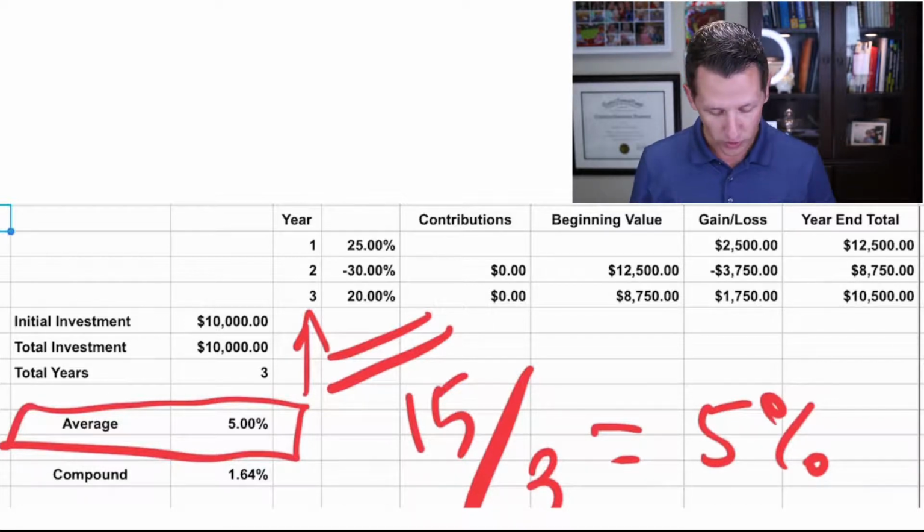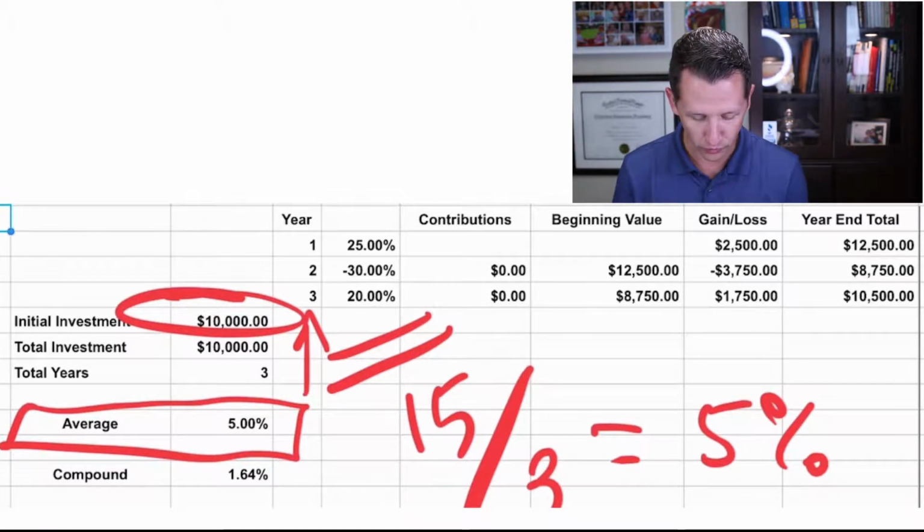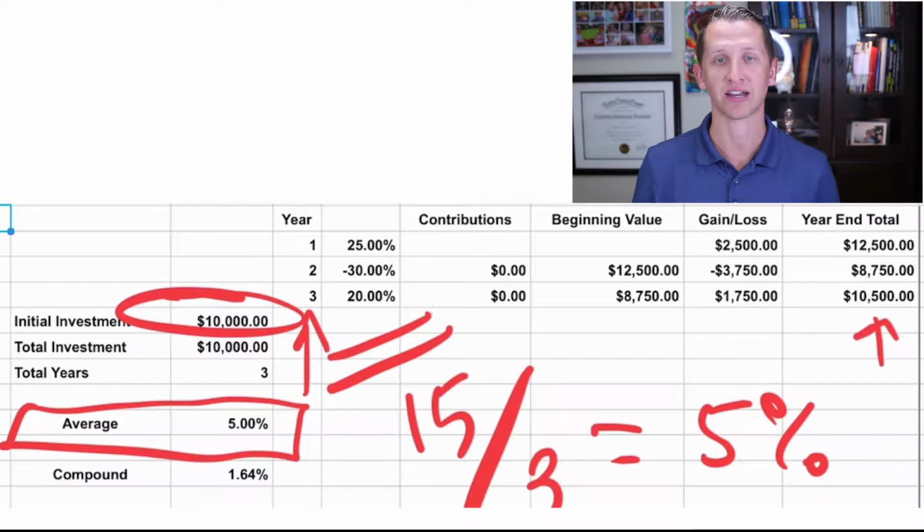Here's why. Look at the results here. Our initial investment was $10,000. Initial right there, $10,000. So over a 3-year period, it only grew to $10,500. Now, 5% of $10,000, that's $500 alone. So if someone said, I got an average rate of return of 5%, you'd probably expect it to be more than $10,500, because it's really the wrong way to calculate the rate of return.